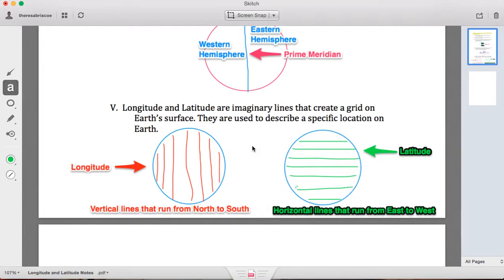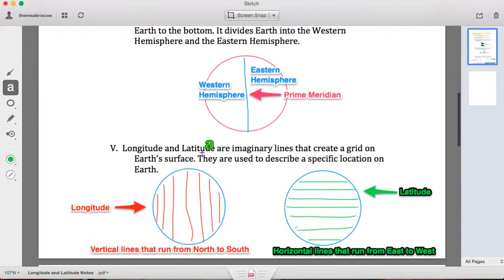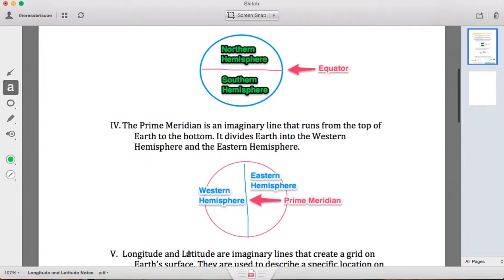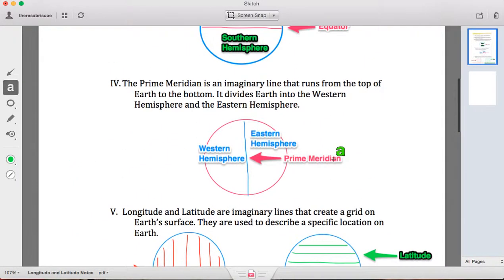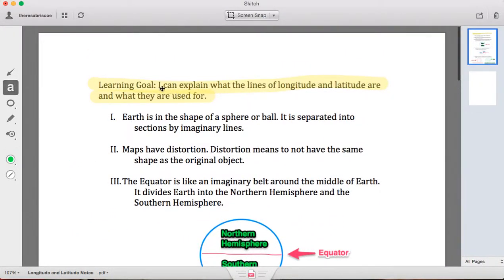So that's going to be your notes, and these are notes that you can come back to remember these lines of latitude and longitude to help you see how they would go around the earth. That latitudes are horizontal and longitude are vertical. And the prime meridian is a line of longitude, and the equator is a line of latitude. So now you have met your learning goal. You've learned a little bit about what the lines of longitude and latitude are and what they are used for.